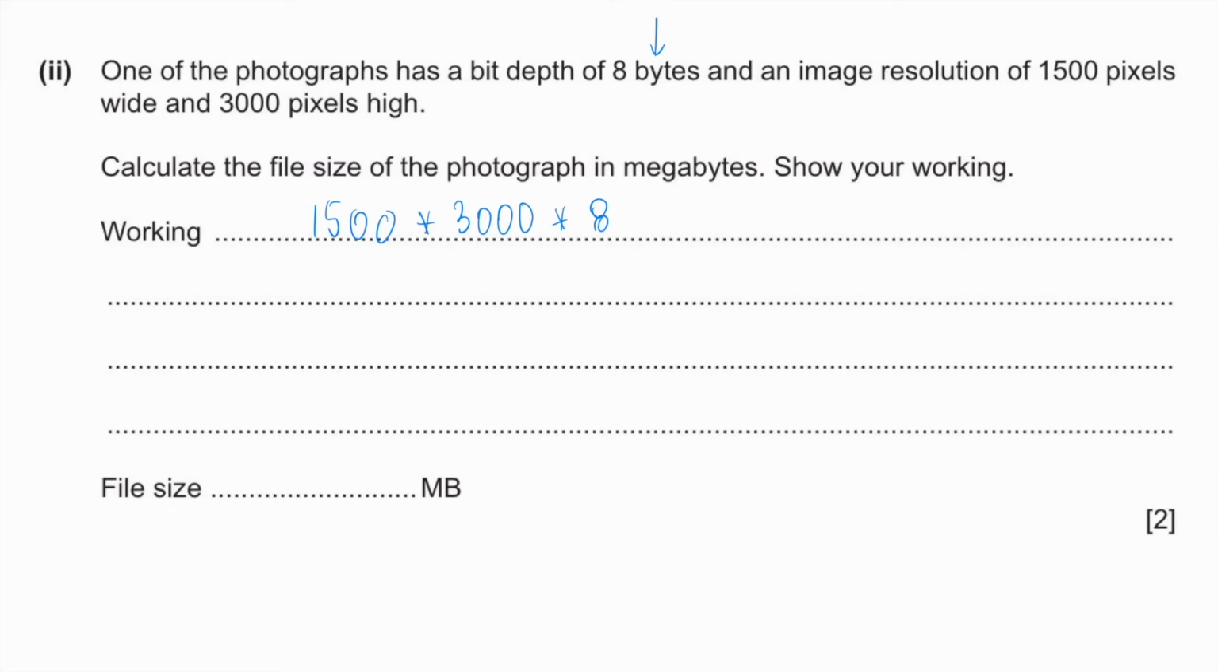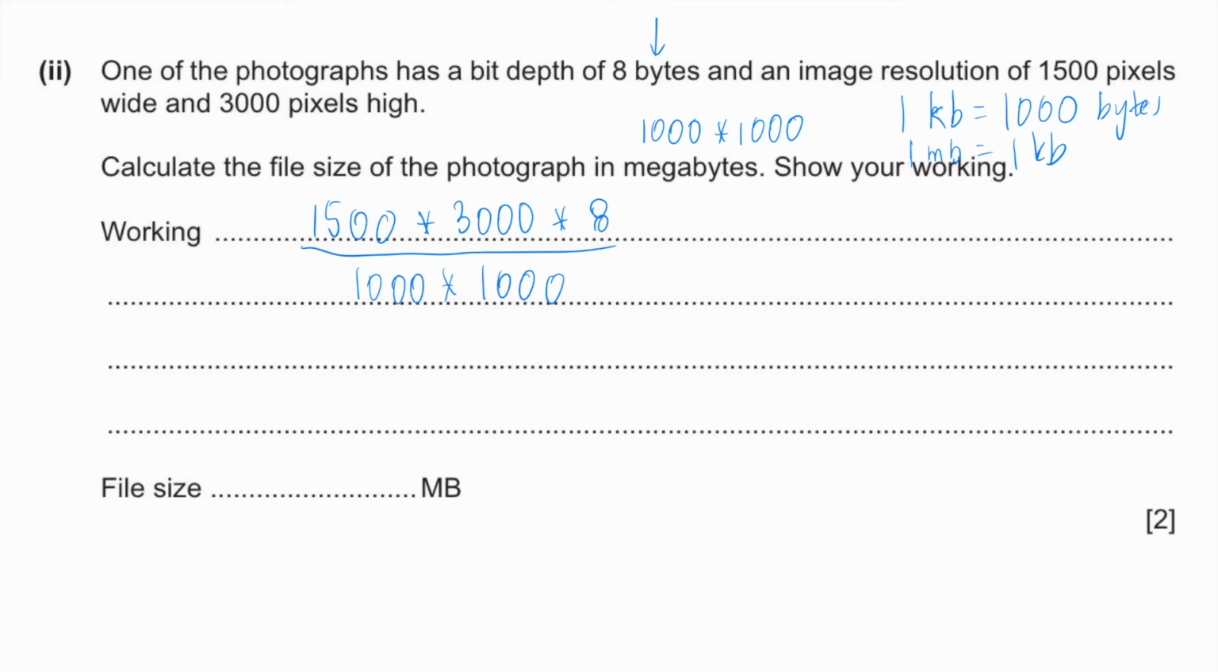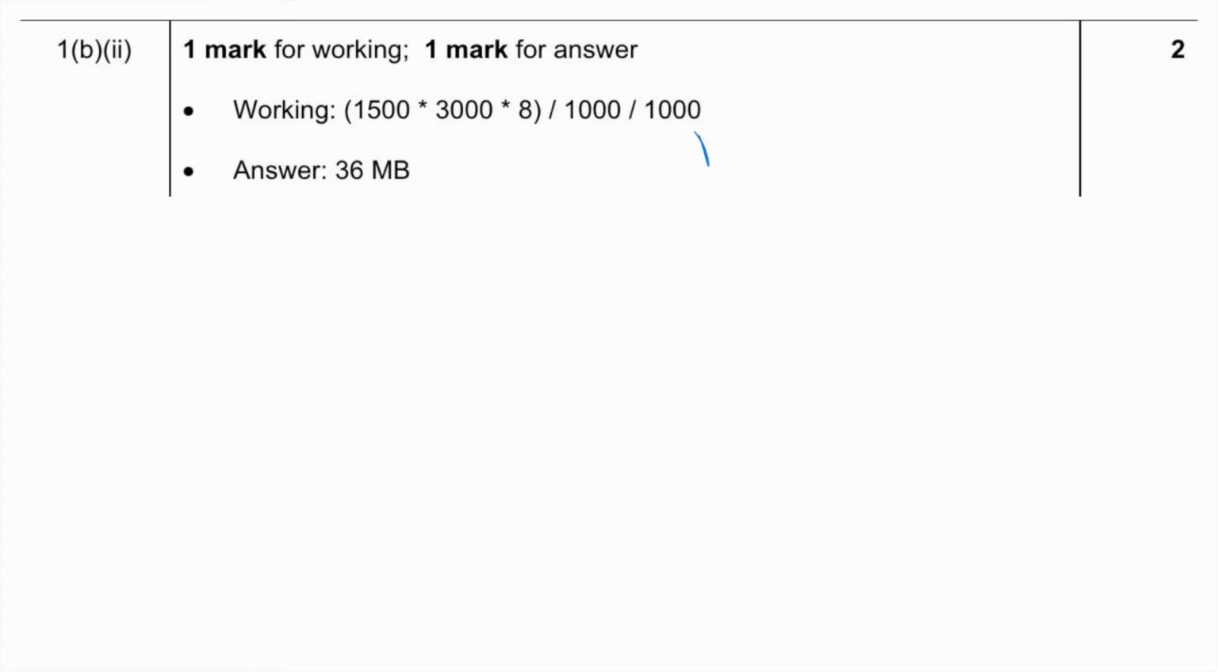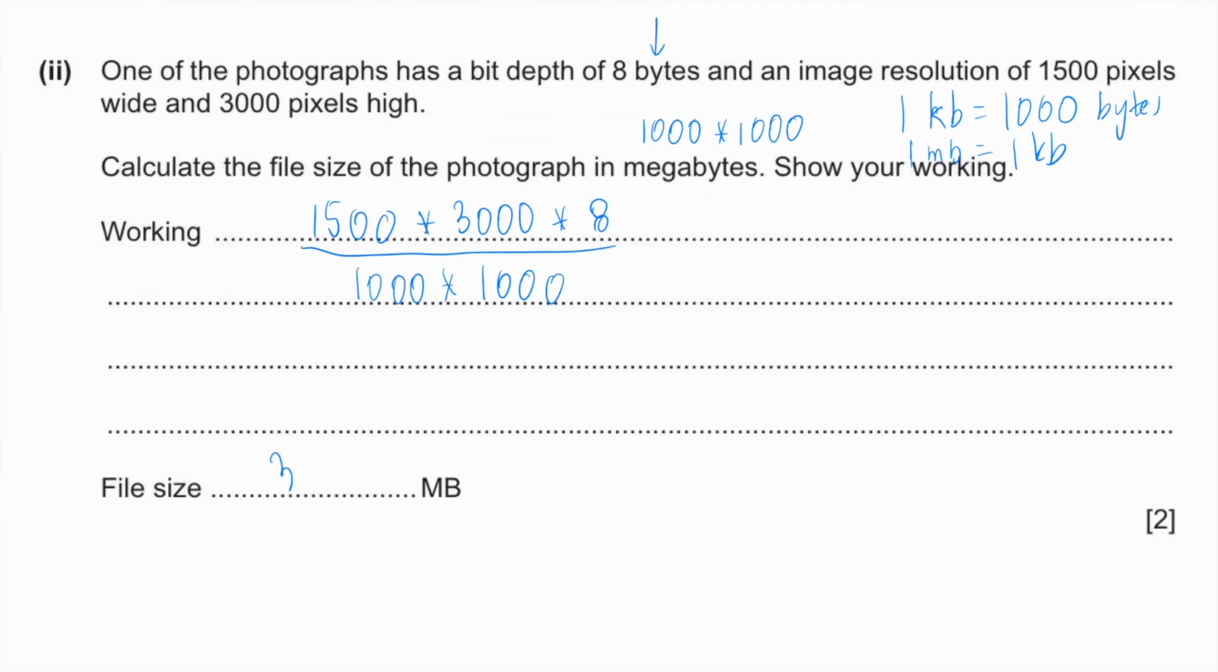And 1 megabyte is going to be 1000 times 1000 bytes, because one kilobyte is 1000 bytes, and 1 megabyte is 1000 kilobytes, right? So we're going to have 1500 times 3000 times 8 divided by 1000 times 1000. And I'm actually not sure what that is, but if you go here, it looks like my math is right, and that ends up being about 36 megabytes.